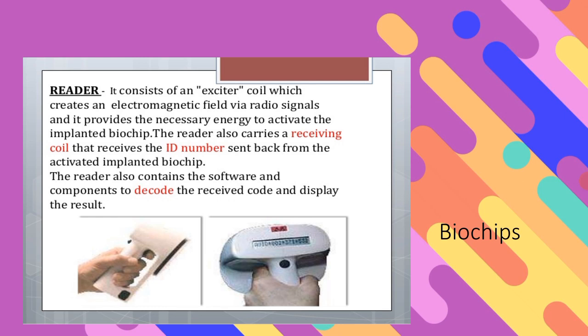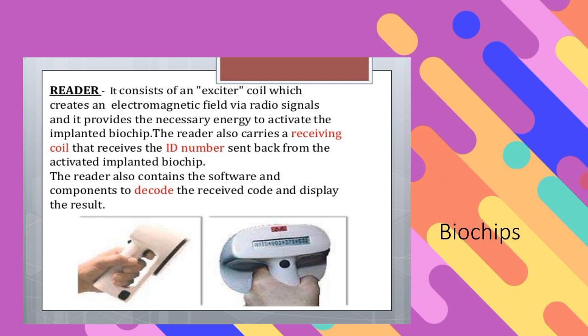What will the exciter coil do? The exciter coil will produce the electromagnetic field with the help of radio signals. This electromagnetic field, produced with the help of the radio signal, will provide the necessary energy to activate the implanted biochip. So the exciter coil will excite or activate the implanted biochip.